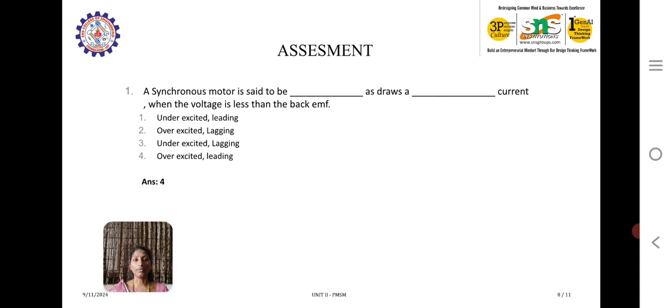So in this video, we have discussed the flux distribution, and we have derived the equation for the EMF of a permanent magnet synchronous motor.